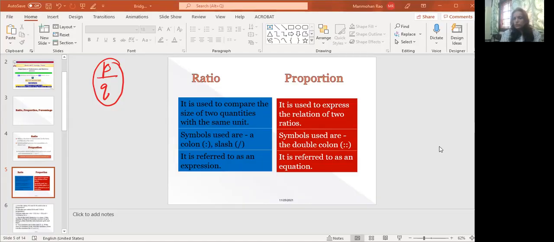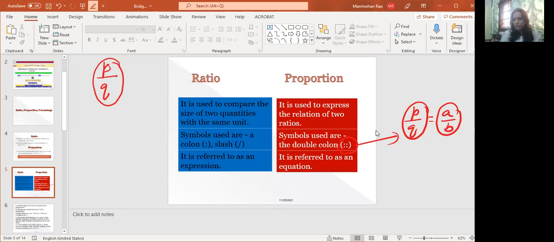is used to express the relation of two ratios. That means this is an equation. When you have the equivalent sign, this double colon, this is known as double colon. So when LHS and RHS are same, P by Q is equal to A by B. P by Q is a ratio, A by B is a ratio. When you are comparing two ratios, we use proportion.